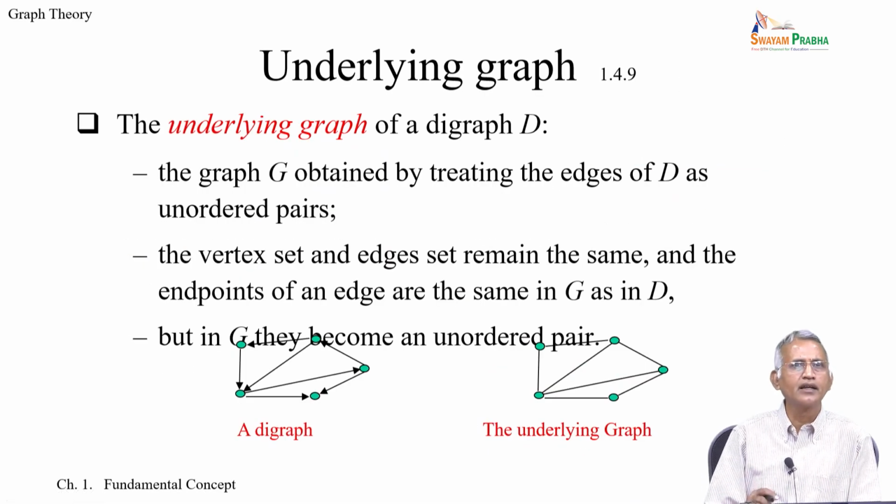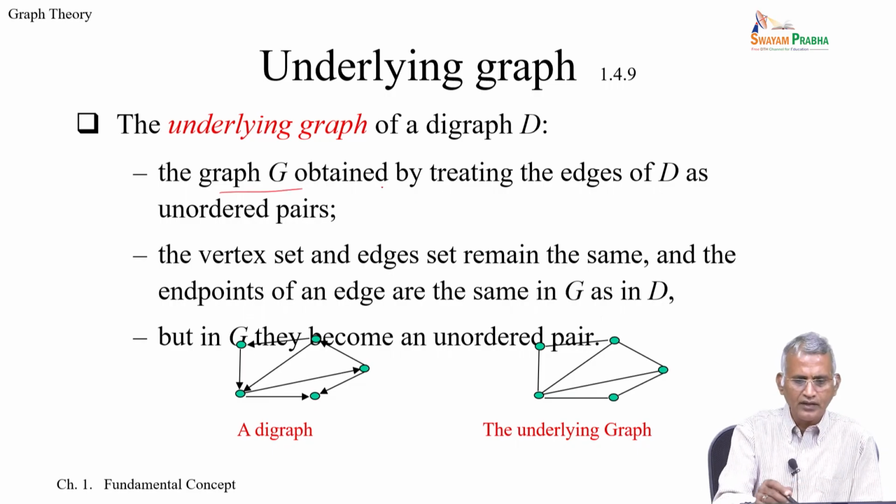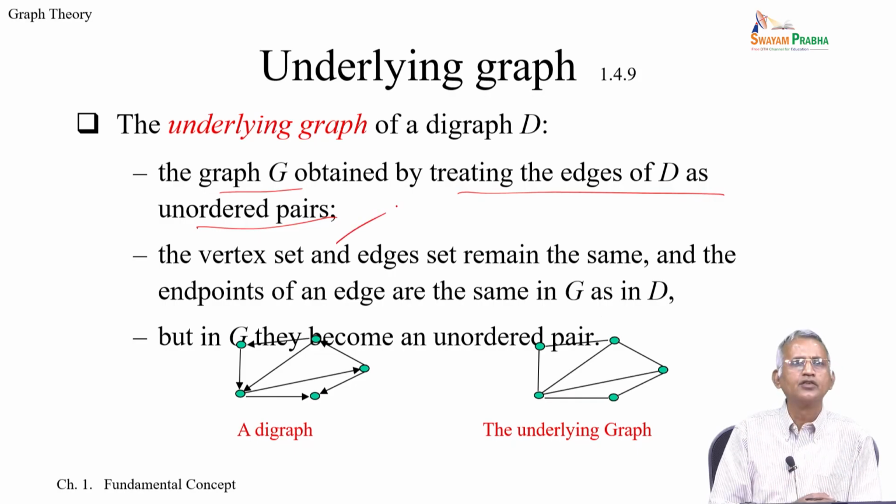Underlying graph. The underlying graph of a digraph D is a graph G obtained by treating the edges of D as unordered pairs. So the vertex set and edge set remain the same, and the endpoints of an edge are the same in G as in D, but in G they become an unordered pair. So this is a digraph, this is an underlying graph. Here there is no arrow, here there is an arrow. That is the difference between a digraph and an underlying graph.